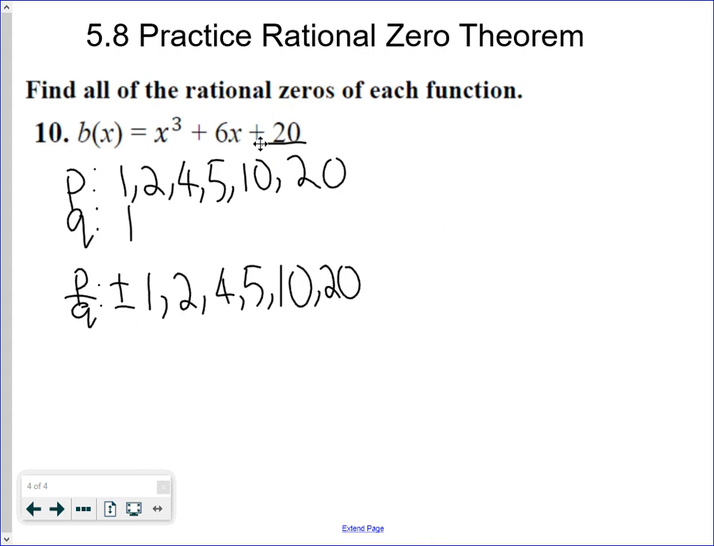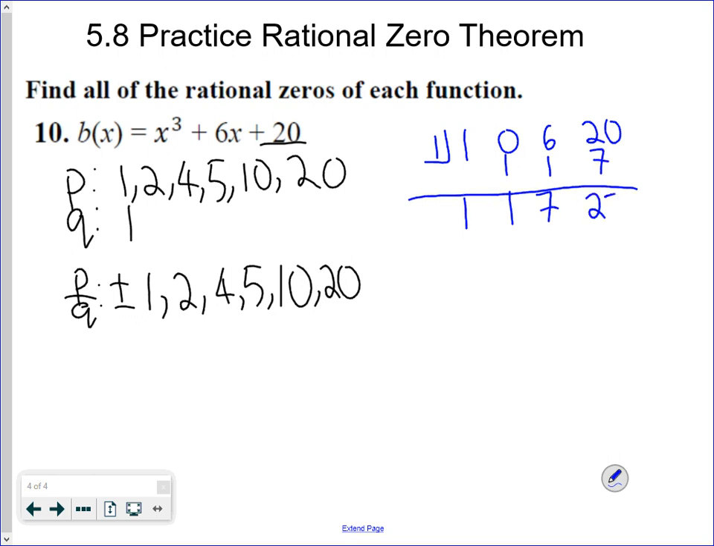Now I'm going to start doing my synthetic division. I always start with the smaller numbers, so I'm going to start with 1. I've got 1, 0, 6, and 20. This 1 comes down. 1 times 1 is 1, and so on, down to 27. Clearly this is not what we want, so I'm just going to put an x next to it. We're going to move on.